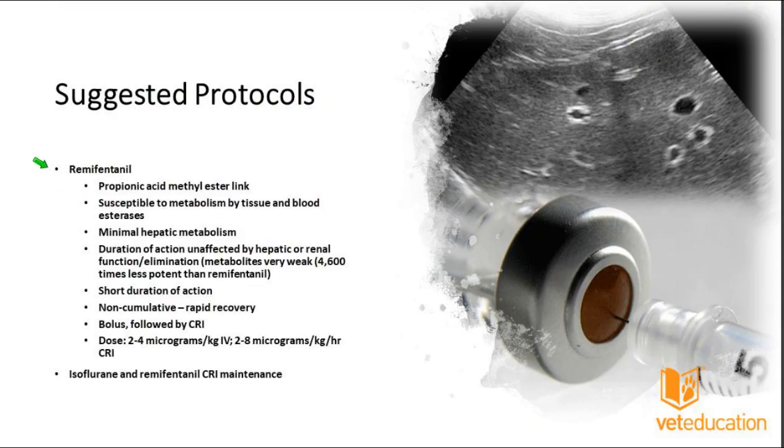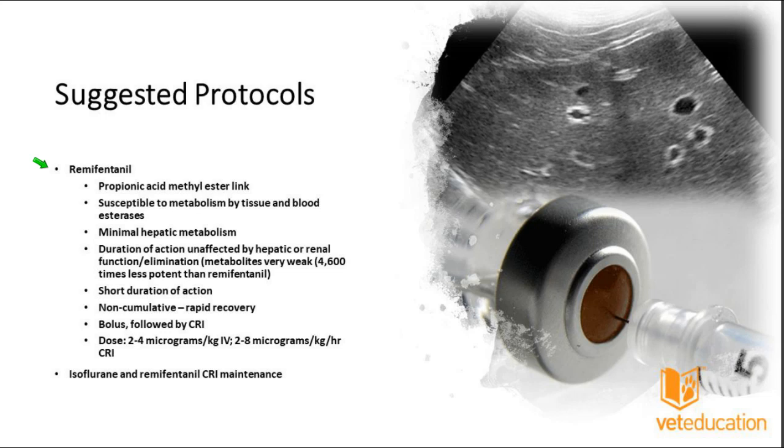So I mentioned I was going to talk about remifentanil. I've kept remifentanil as a mysterious anesthetic agent that I've now just brought out. I've told you a tiny bit about it. It has a propionic acid methyl ester link, which makes it susceptible to metabolism by tissue and blood esterases, so it doesn't require liver metabolism. Remifentanil has this little propionic acid methyl ester link attached to the fentanyl molecule, and that can be esterified really easily by pretty much any tissue in the body, including blood.